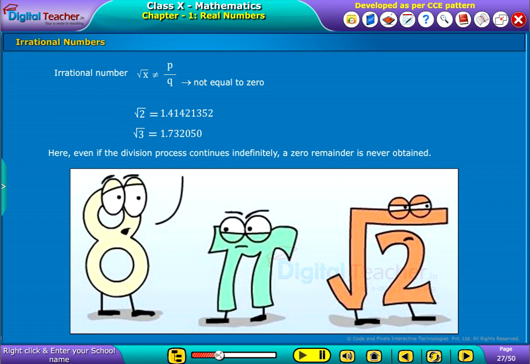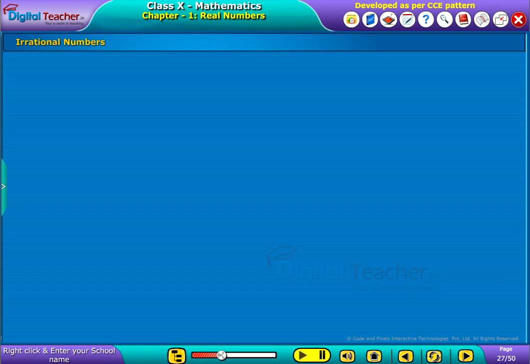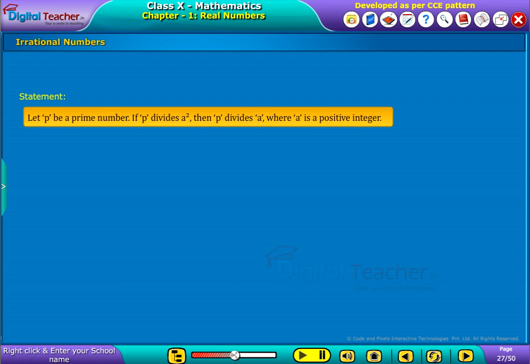Let us look into some examples that we are familiar with. We will also prove that root 2, root 3, root 5 and in general root p is irrational, p is a prime. Before proving, let us state and prove a theorem with the help of the fundamental theorem of arithmetic. Consider the following theorem. Its statement is, let p be a prime number, if p divides a square, then p divides a, where a is a positive integer.